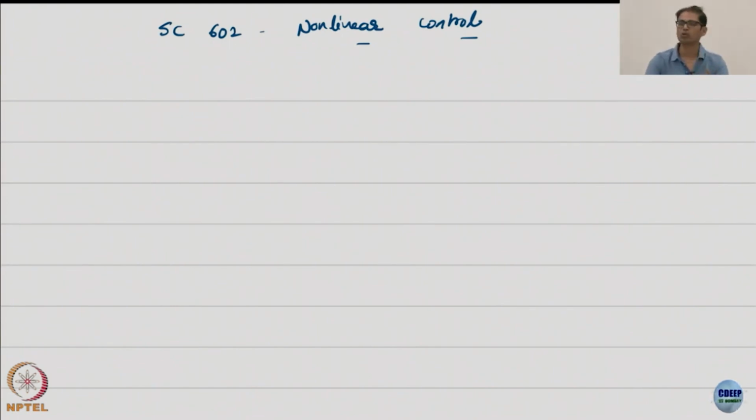Of course, there are more courses on pure analysis. Like I said, analysis itself is a very big area, but I personally don't prefer to spend so much time in analysis that we are not doing any design. So we have already taken one step in the form of control Lyapunov functions to get into the design.